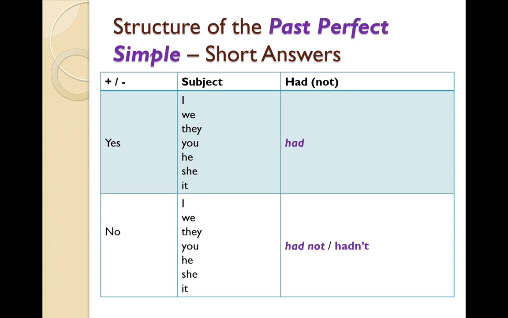And for the negatives, we use had not, which you can contract to hadn't. And it's much more natural to use the contraction. No, I hadn't. No, we hadn't. No, they hadn't. No, you hadn't. No, he hadn't. No, she hadn't. No, it hadn't.